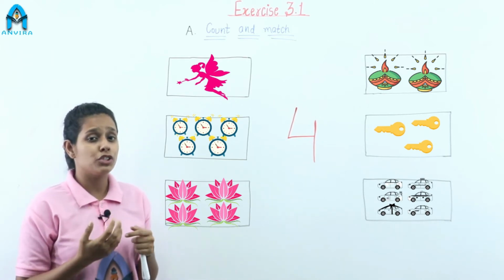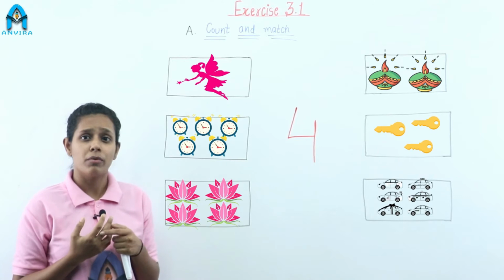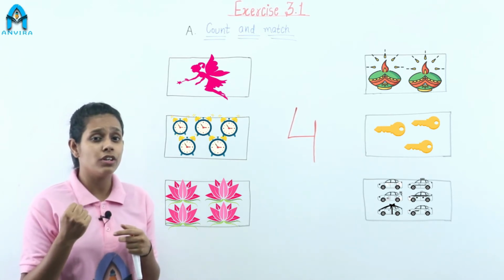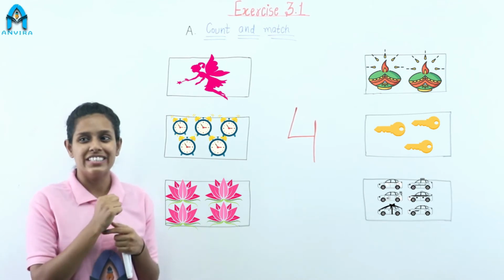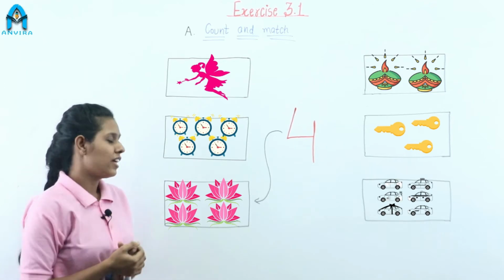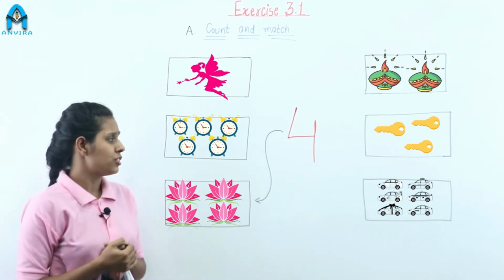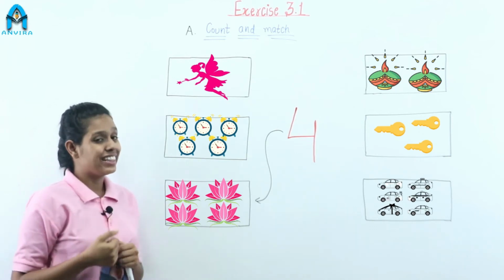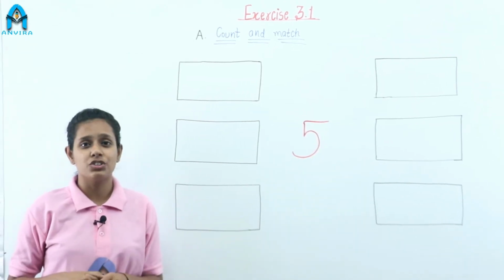Now, which picture match to number 4? In which picture we count number 4? In lotters. Lotters are number 4. Now, match number 4 with lotters like this. Now, look at the next question.